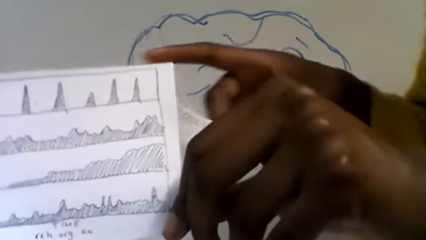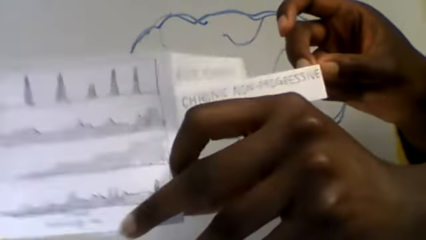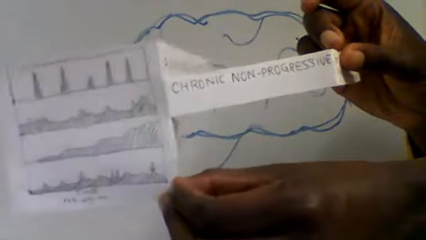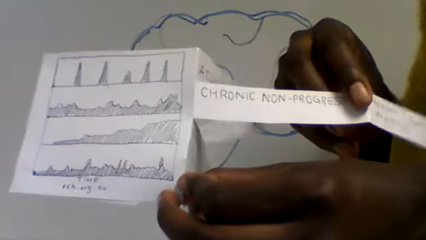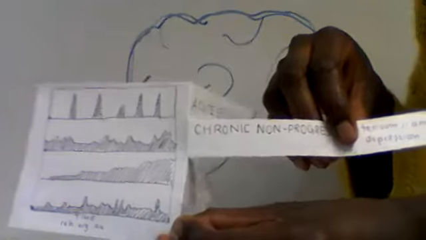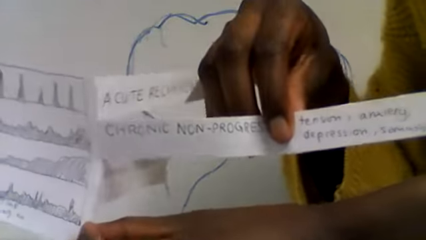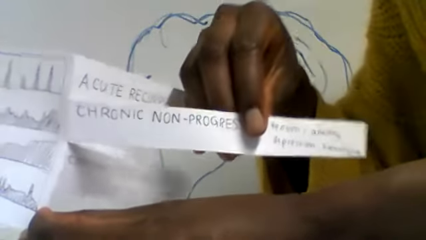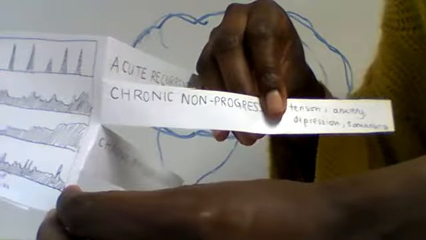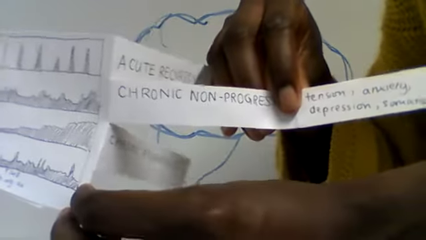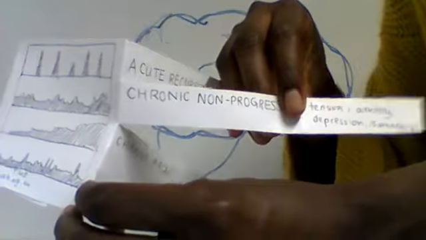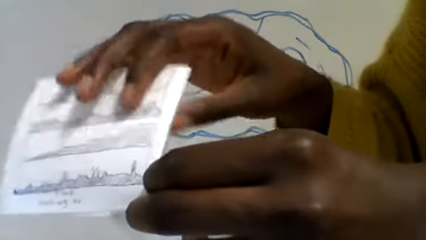You can have chronic non-progressive headaches. So these include tension headaches, those caused by anxiety, depression, and somatization. So don't forget that.